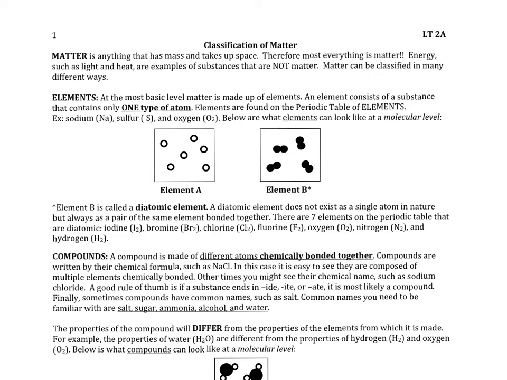There are some things that aren't matter. Some examples would be energy, light, heat. All of those things are not matter because they don't have mass or take up space. And we're going to go through today different ways to classify matter.